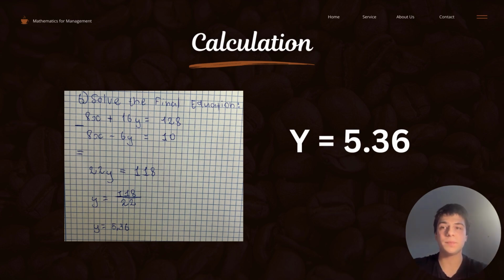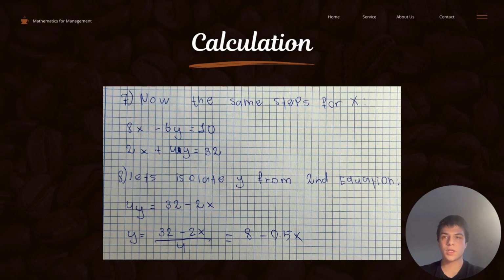Now let's find y. If we want to find y, we have to divide both sides by 22, which is going to give us y equals 118 divided by 22, and y equals 5.36. Now, step 7 includes just doing every single step, but for x. We have our original functions, which are 8x minus 6y equals 10 and 2x plus 4y equals 32.